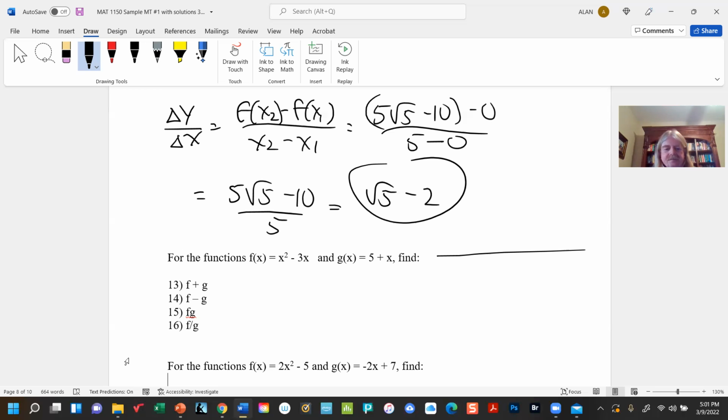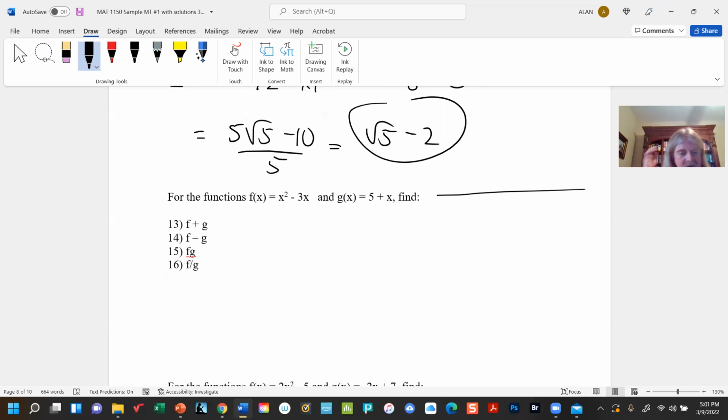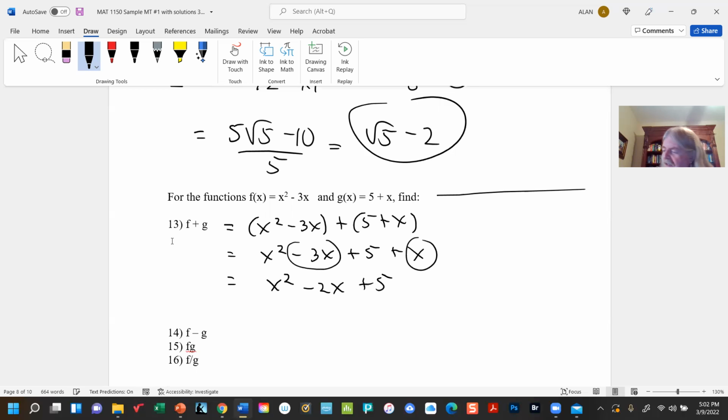Well, here we go. So for these functions, we're going to do the standard algebraic operations on them. These are pretty straightforward. It's the composite ones that are really kind of difficult sometimes. But all right, let's see what we've got here. So here you're just literally adding them together. You drop the parentheses: x squared minus 3x plus 5 plus x. Let's rearrange them a little bit, and we finally end up with x squared minus 2x plus 5. And it was just that simple.